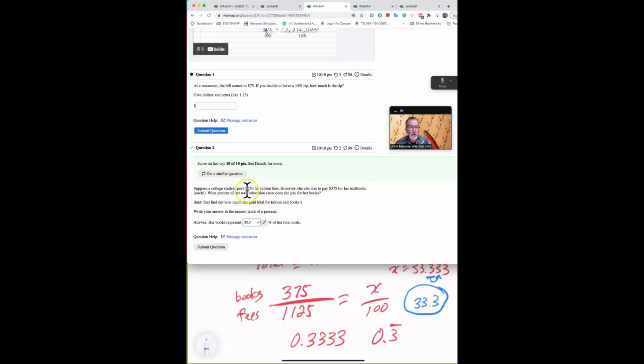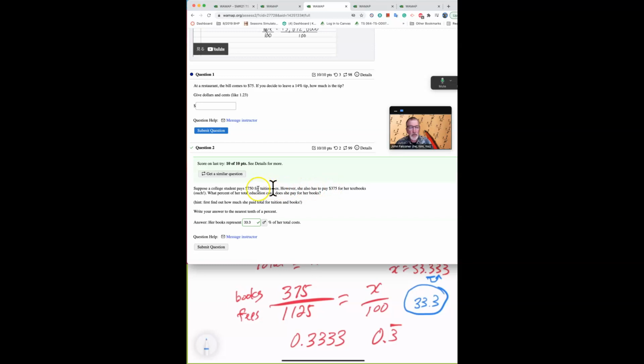And I think what they want to make sure is that you are thinking about the books as a part of the total cost and not just books to tuition. So her books cost half as much as all her tuition. That's 50%. But when you add them all together, that's her total. So you have to read very carefully. Total education cost, and they say here with a hint, first find out how much she paid for tuition and books. That's the total. And we aren't counting her dorm or food or anything like that.